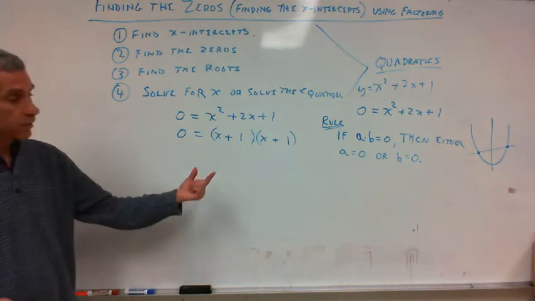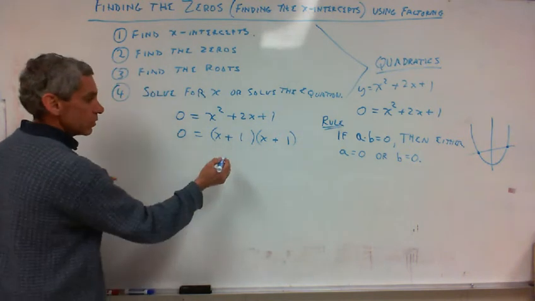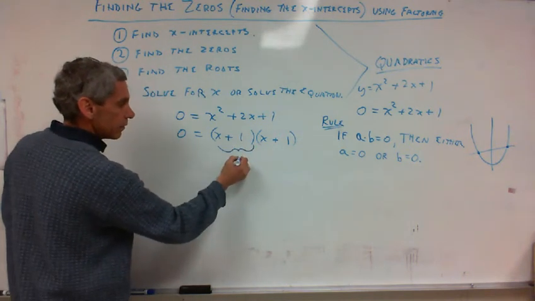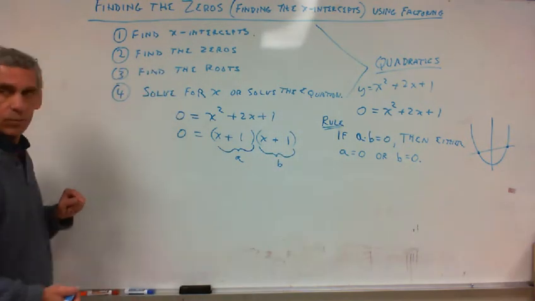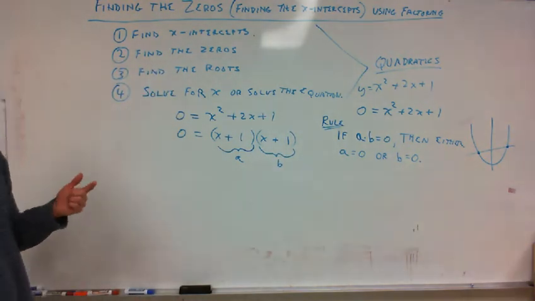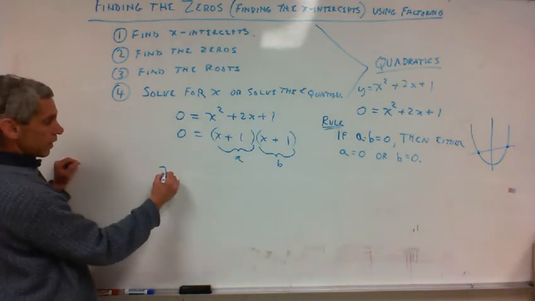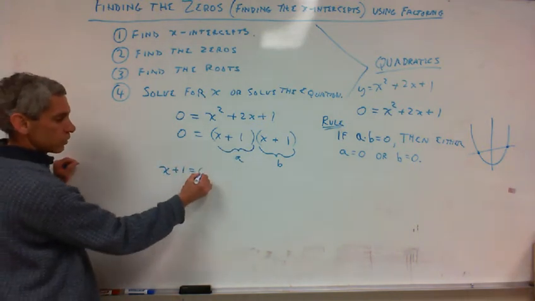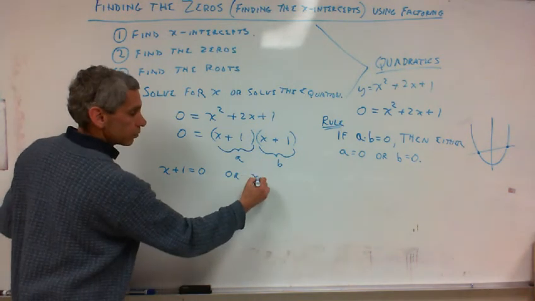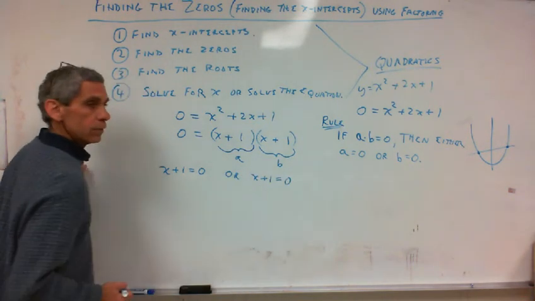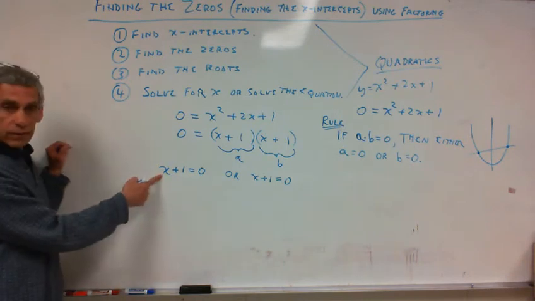So, now we have these two things. This is my A, and this is my B, right? In this case, my A and my B are exactly the same thing, but let's pretend they weren't. I could say either this equals 0, so I could write that, X plus 1 equals 0. Or this, B equals 0. X plus 1 equals 0. Okay? Now let's solve for x. Adam, help me solve for x.